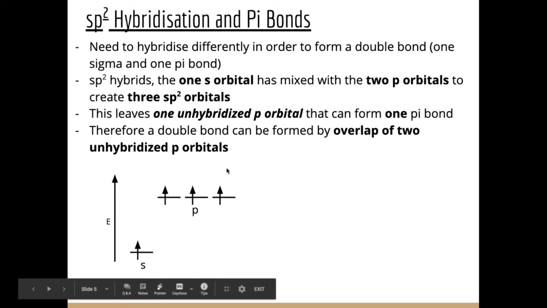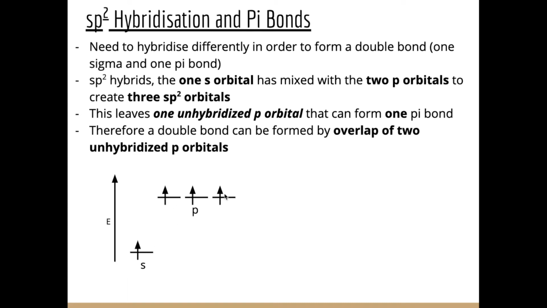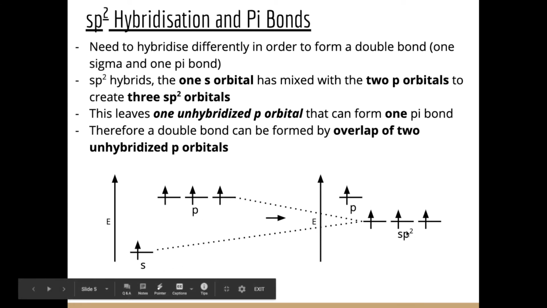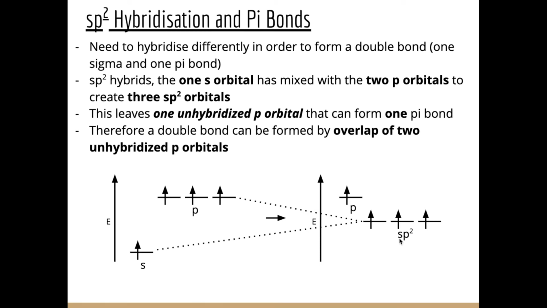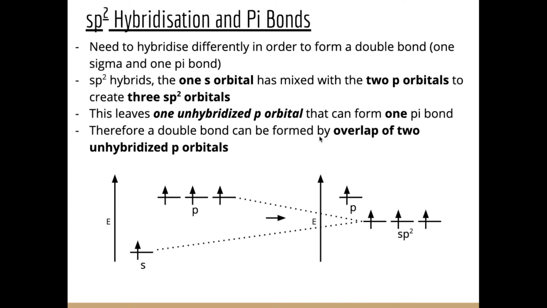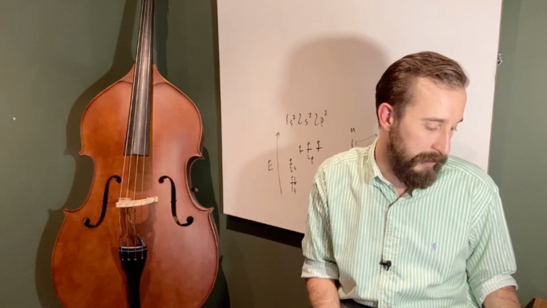So this is our excited state of our unhybridized carbon. In sp2 hybridization, we mix an s and two of the p orbitals, but we leave one of the p orbitals unhybridized, and this is then free to make a pi bond. So in this case, we form an sp2, which isn't an s orbital, it isn't a p orbital, it isn't an sp3 orbital, it is an sp2 orbital. However, we've left one of our p orbitals unhybridized. This means that a double bond can then be formed by the overlap of two unhybridized p orbitals. Let's look at an example.